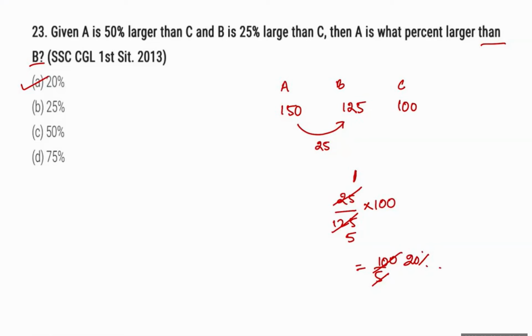If we use the fraction method, it's a simple number here. Normal method. A is 50% larger than C.